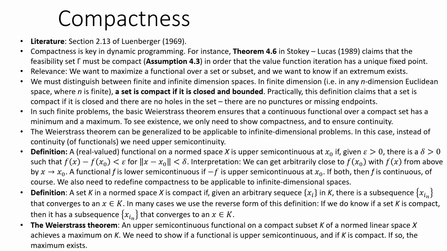This is the reason why we say the set must be closed, because if a set is closed, there are no missing endpoints, and there must be no missing points in the set. In this case, there are no punctures and missing endpoints. In this case, the set is compact.